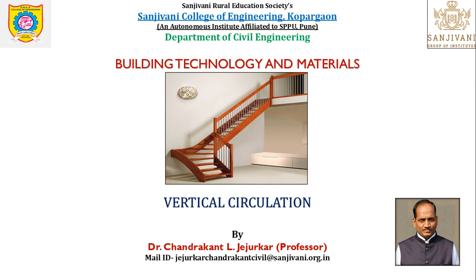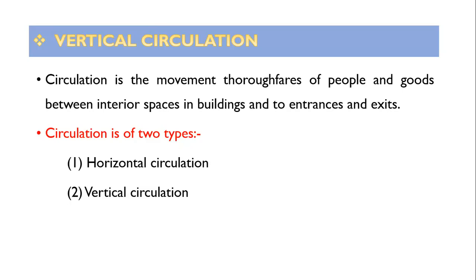Well, friends, in this video, we shall start discussing unit number 5, that is vertical circulation and protective coatings. Starting with this, first we shall discuss what is circulation. Circulation is the movement or thoroughfares of people and goods between interior spaces in the building and to entrance and exit.